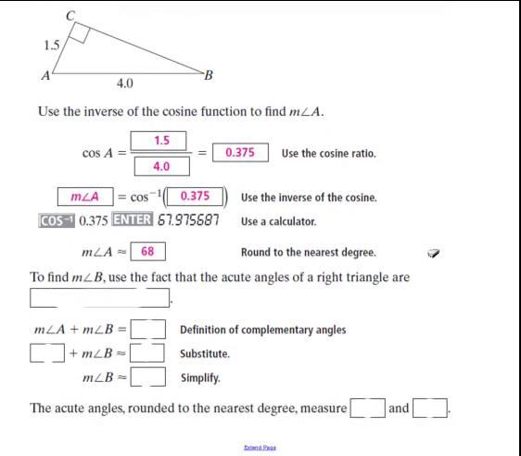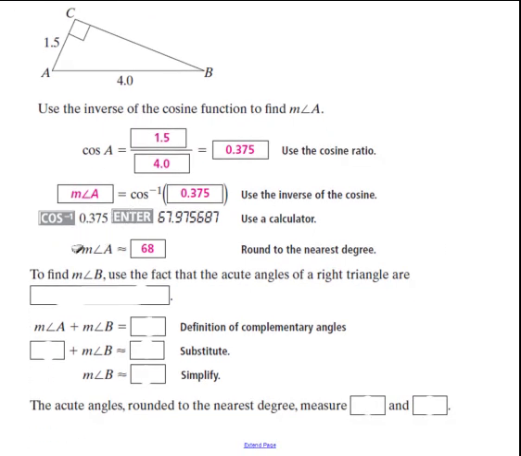From there, two ways. One, we could go back and set up another cosine or sine function to try to find angle B, but that might be a lot of work. At this point, if we know this is 90, if we know this is 68, we should be able to just use the fact that the acute angles are complementary. A and B have to add up to 90. So if A is 68, then B must be 22 once we subtract. So those acute angles are going to be 68 and 22.